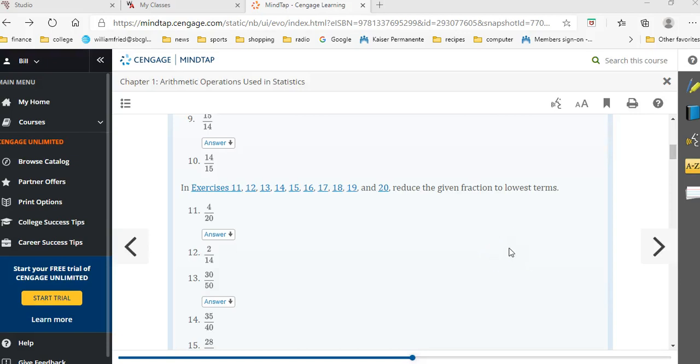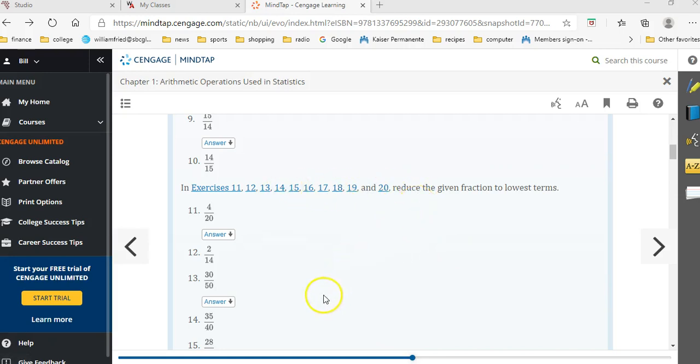The operations with fractions that I want to show on the TI-84 are simplifying or reducing, adding, subtracting, multiplying, dividing. We can do all of them with the calculator.